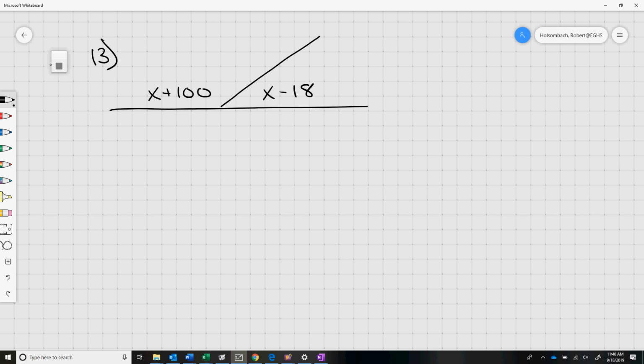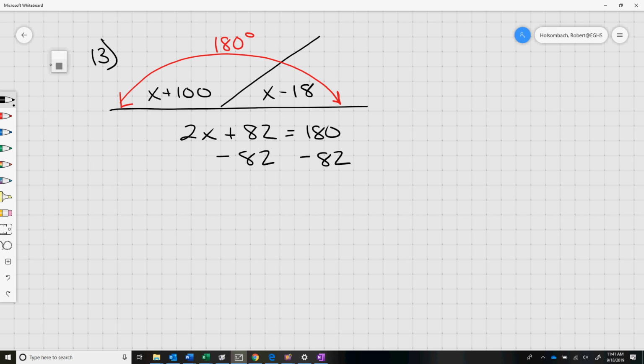They're a linear pair, so they have to sum 180. So if you take your x plus your x, you get a 2x. You get 100 minus 18. What's that? 82. So 2x plus 82 equals 180. And subtract 82 from each side. 2x equals 98. Divide by 2. Your x will equal 49.